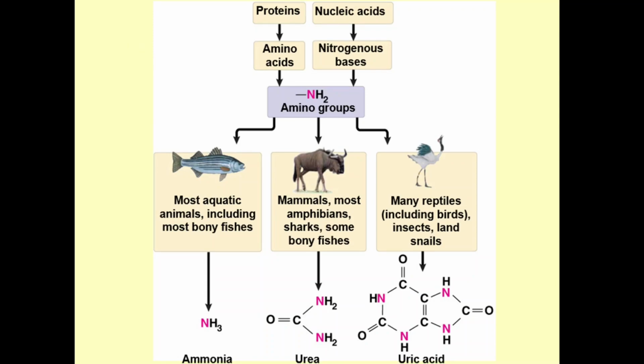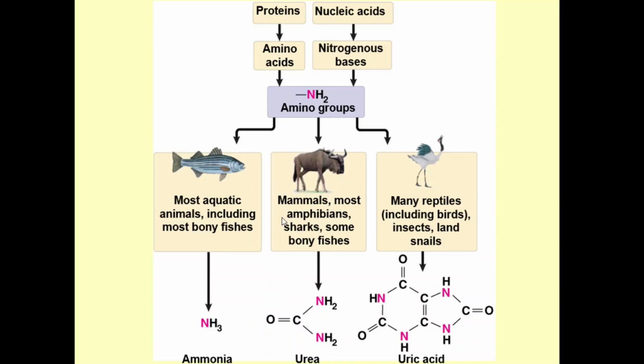So we have proteins and nucleic acids that get broken down into the amino acids and nitrogenous bases that contain the nitrogen. And then here we can see the amino groups. Here we can see most aquatic animals, including bony fish, are just excreting their nitrogenous waste as ammonia. You can see there, NH3.